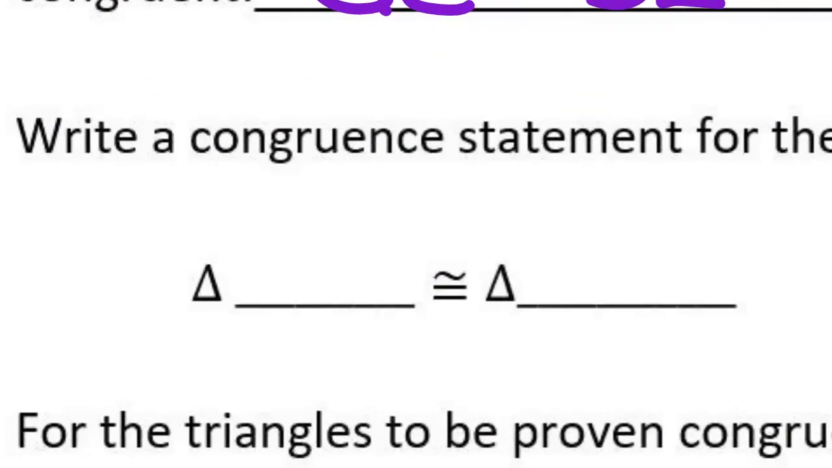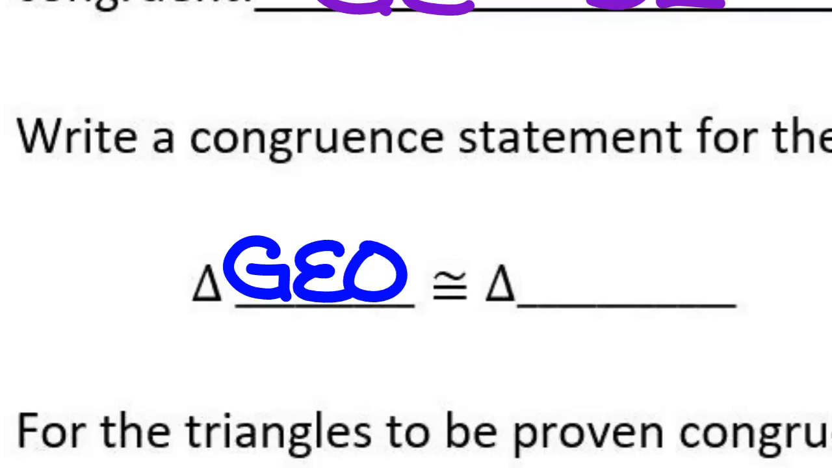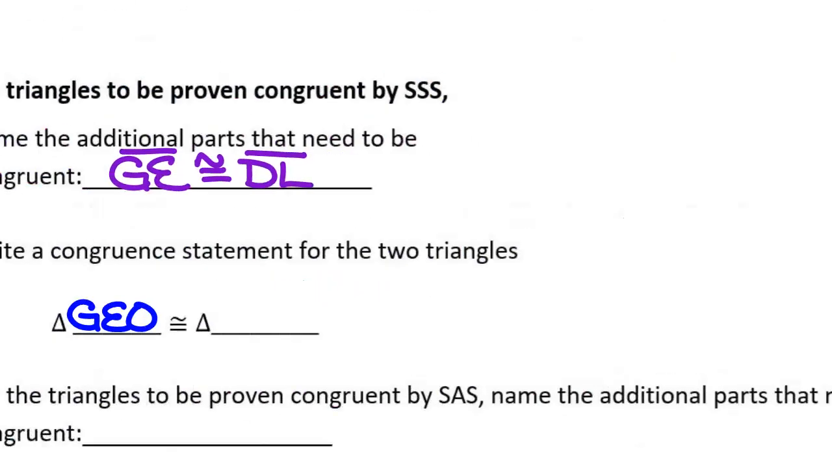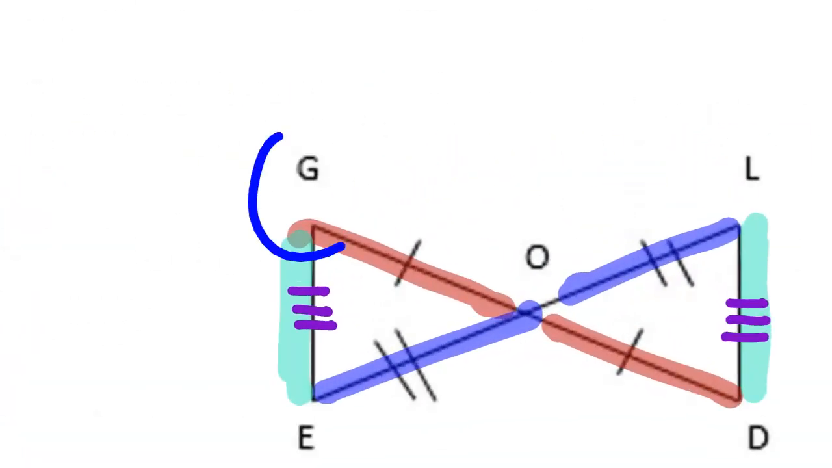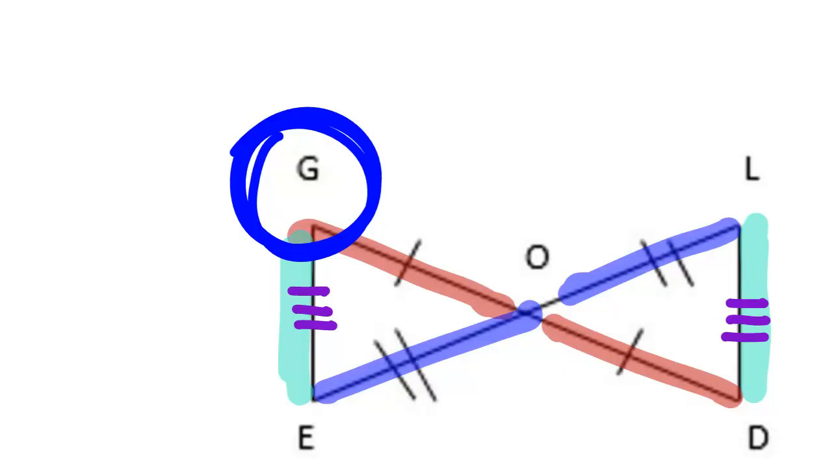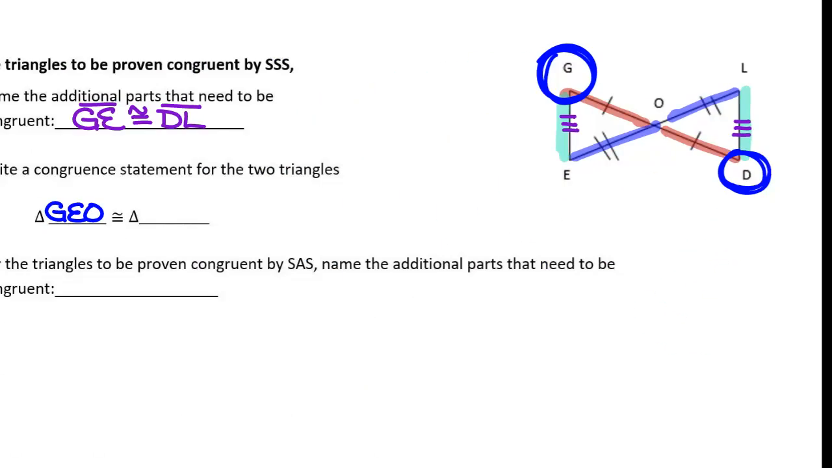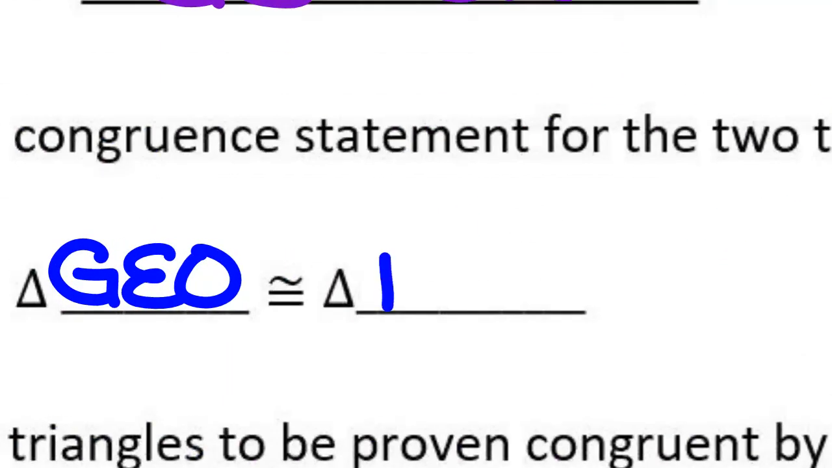If I call the first triangle triangle GEO, we have to match up the corresponding parts. So when I look at angle G up here, I notice that it is at the intersection of the segment that I just put 3 marks on and the segment that has 1 mark. What does that correspond to on the other triangle where the 3 marks and 1 mark intersect? D. So G and D are corresponding, so this would have to start with D.